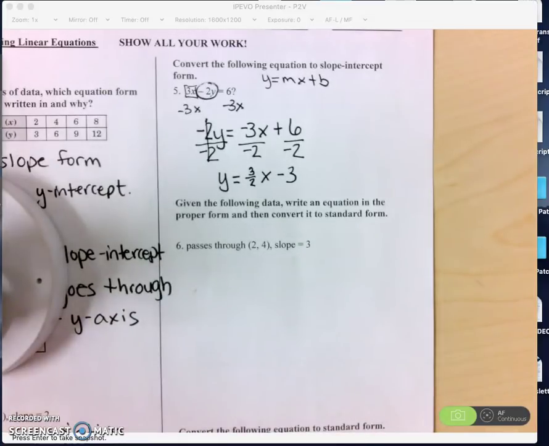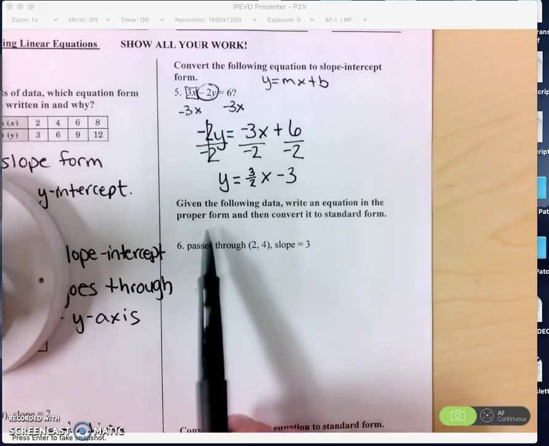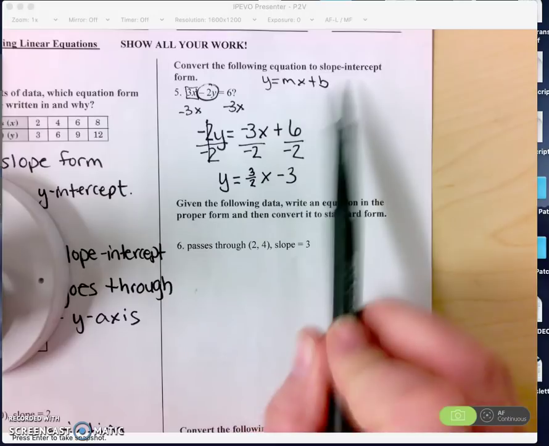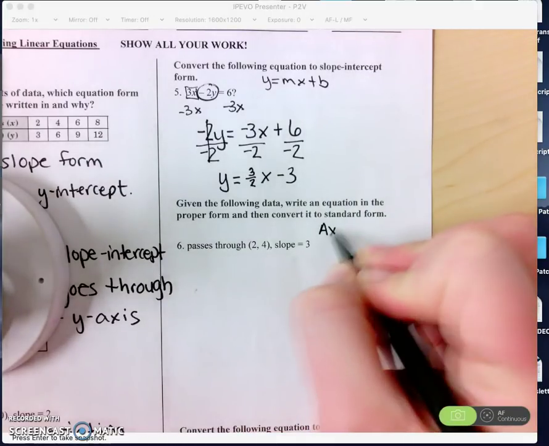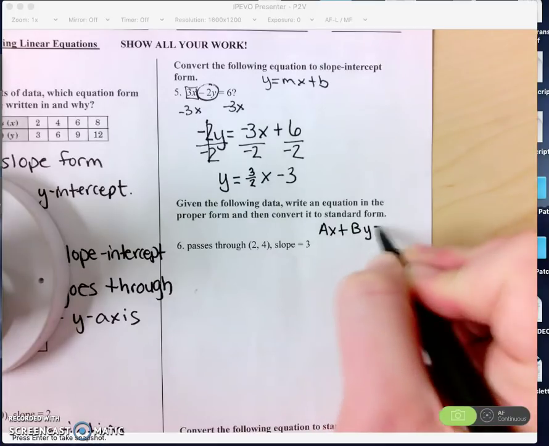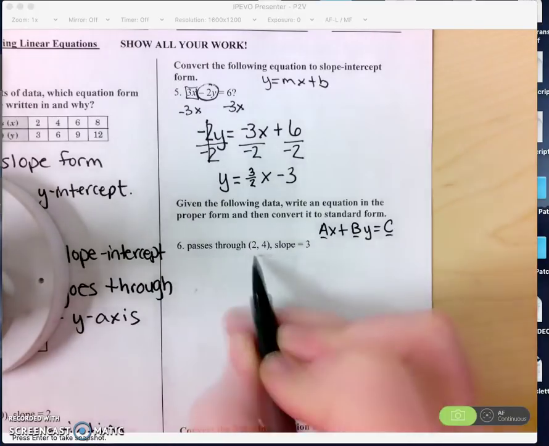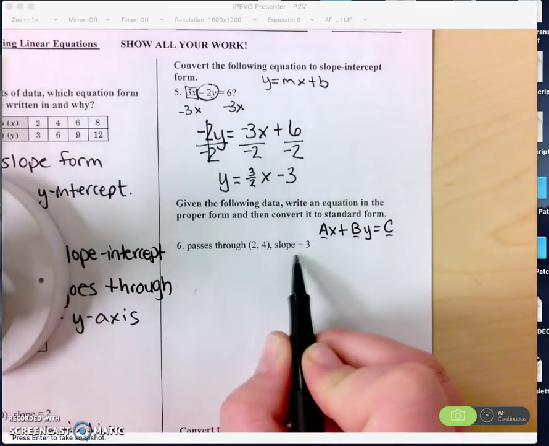Okay. These are all still our level 2 questions. They're going to get a little harder though. Given the following data, write an equation in the proper form and then convert it to standard form. So now instead of slope-intercept form, we have to write it in standard form. Standard is ax plus by equals c, where a, b, and c are all integers. So first, which form can we write it in? It passes through the point 2, 4 and has a slope of 3.